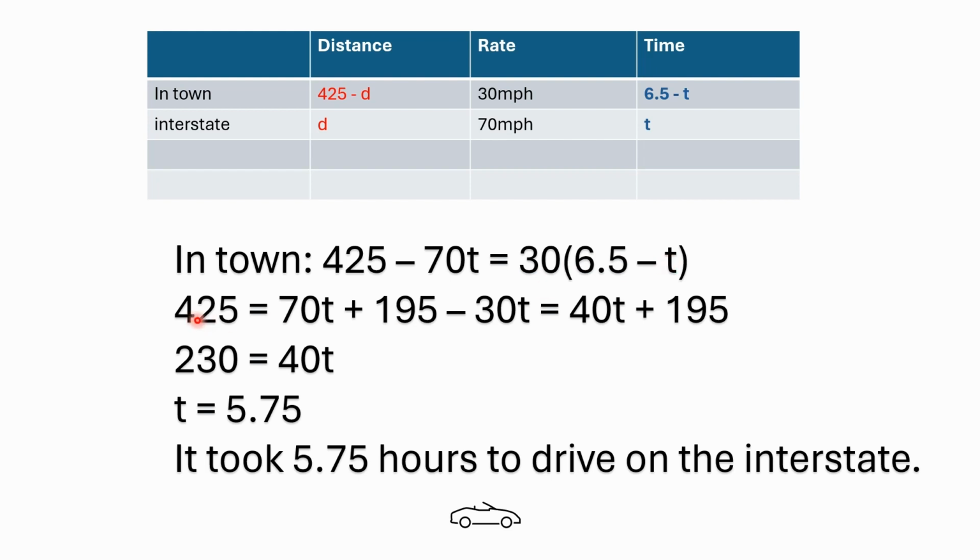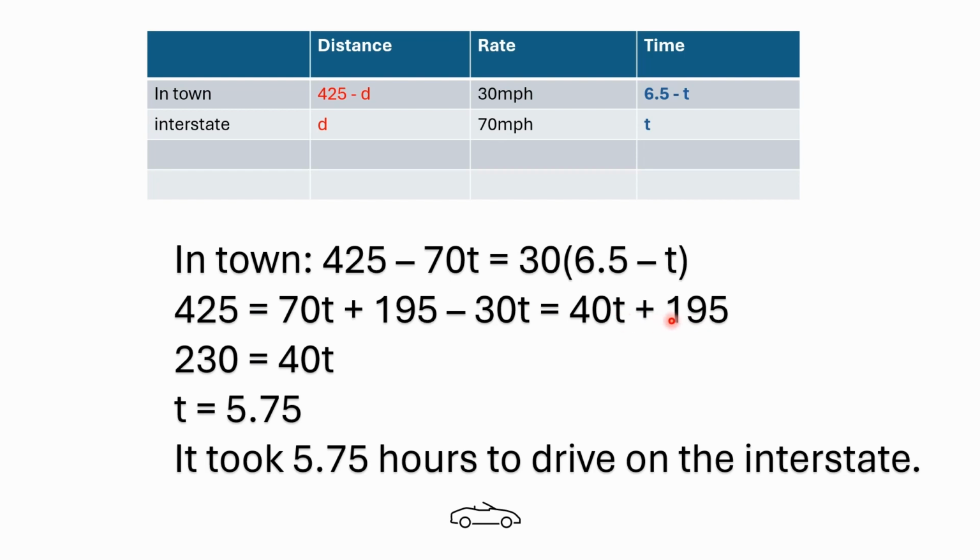If we simplify that down a little bit further, we have 425. We can add 70t on both sides of the equation. That brings 70t over here. It goes away on the left. You'll have 70t plus 195 minus 30t. And then you can simplify that down further. What's 70t minus 30t? Well, that's 40t. So that's 40t plus 195. All right, so 425 would be equal to 40t plus 195.